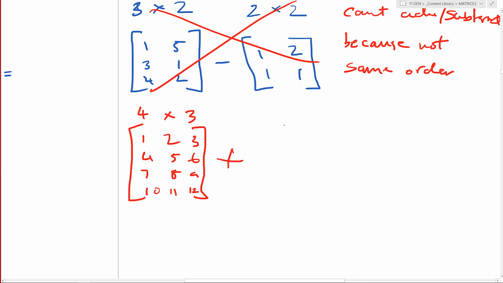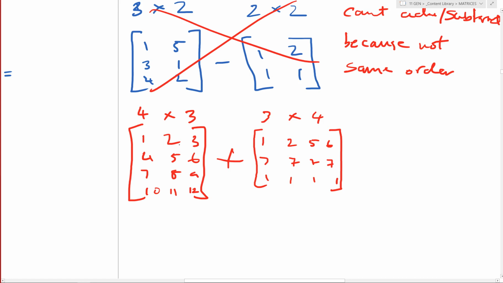So let's say it was this. This is a 4 by 3, and we'll make this a 3 by 4. So this is now a 1, 2, 5, 6, 7, 7, 7. I'm just making up numbers, guys. 1, 1, 1, 1. And this is 3 rows by 4 columns.